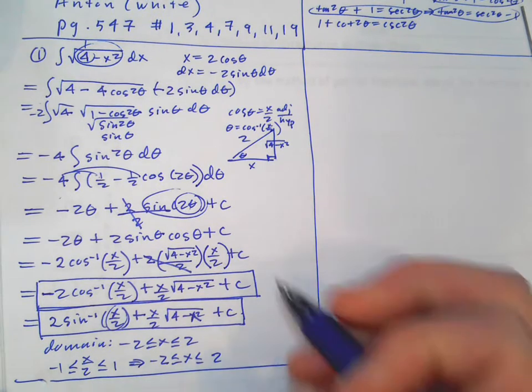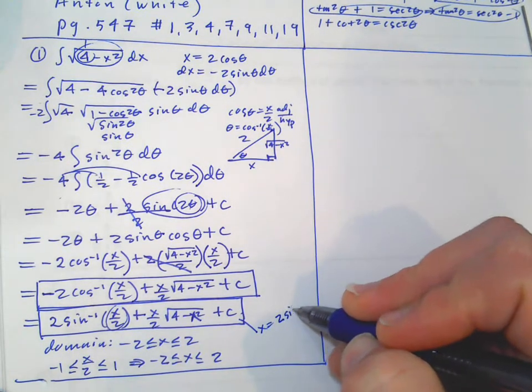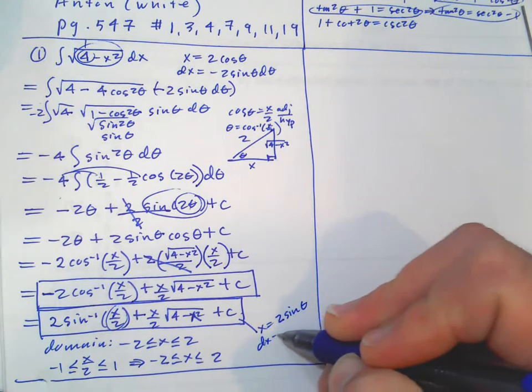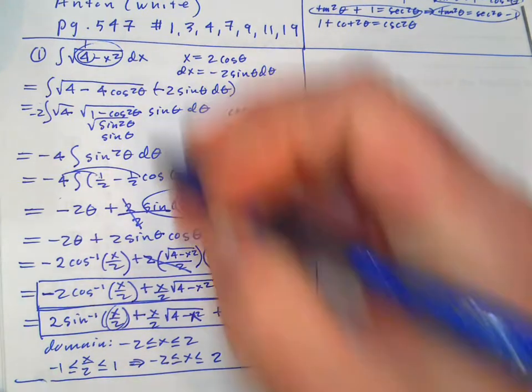So like I said, this answer right here would have come from the beginning saying x equals 2 sine theta and dx equals 2 cosine theta d theta. And then doing all the work would be slightly different.